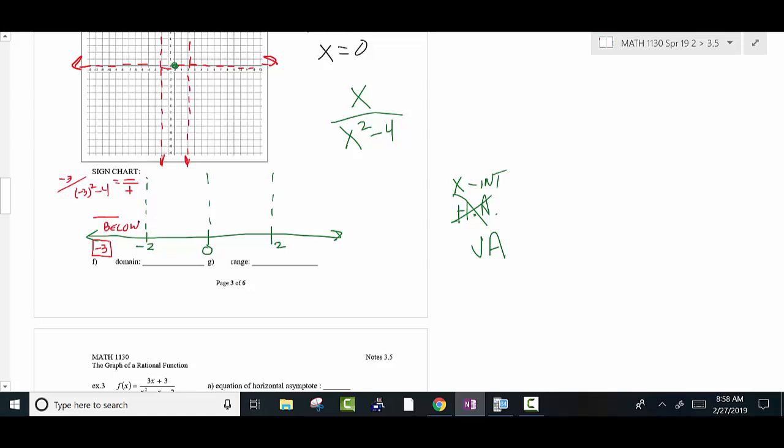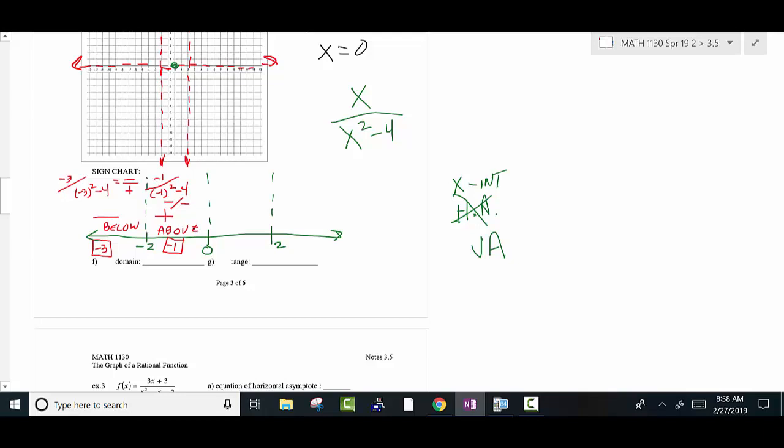Okay, it's arithmetic. When you do a sign chart, it's kind of a pain to run through this, but it really is just arithmetic. Let's go here. What's a good test point there? -1. Okay, right. So we would have -1 over (-1) squared minus 4. That's a negative numerator. That is a negative denominator. So a negative divided by a negative is a positive. Therefore, you're above.